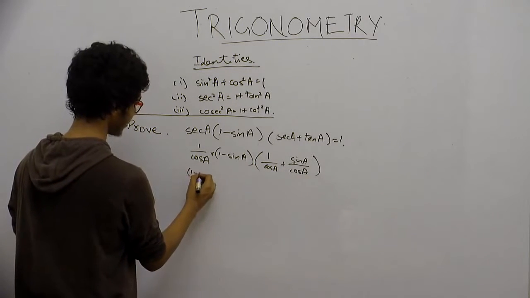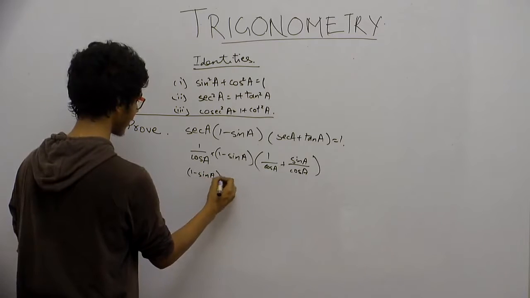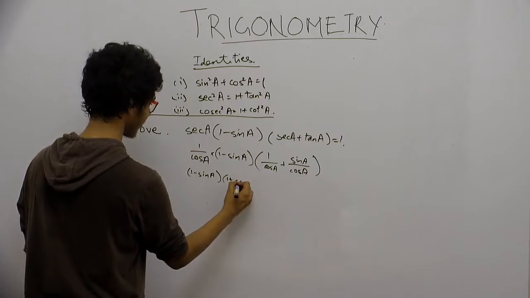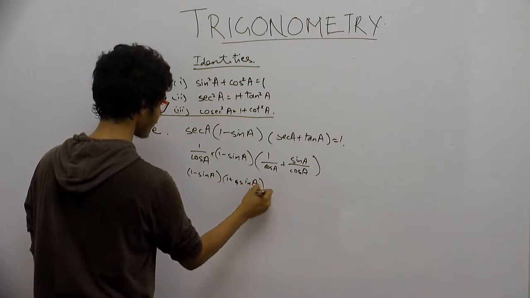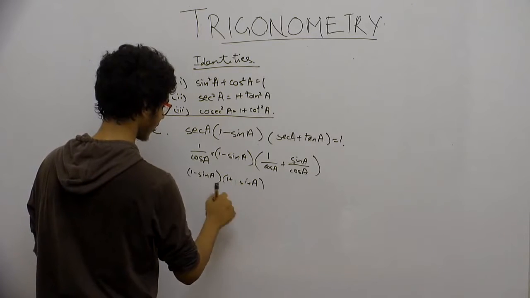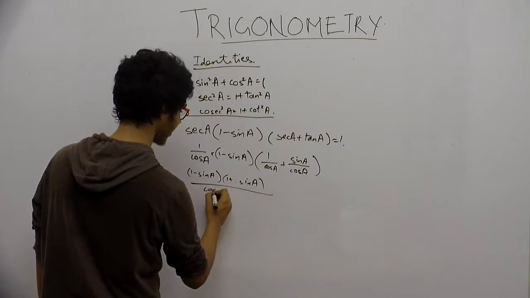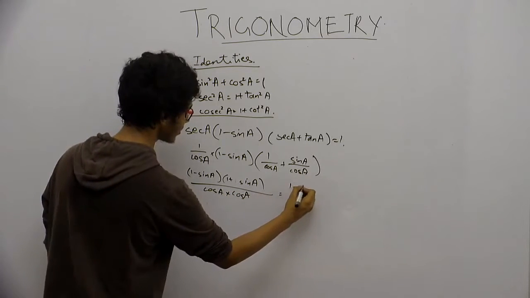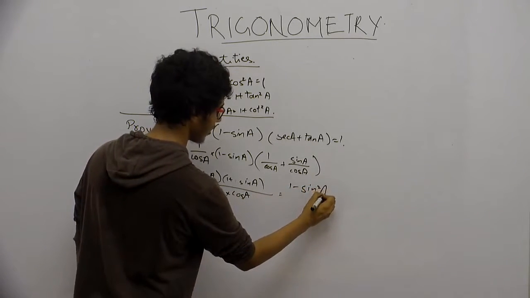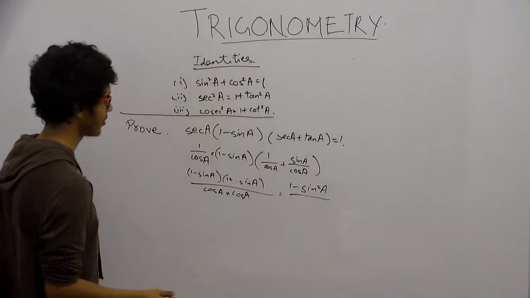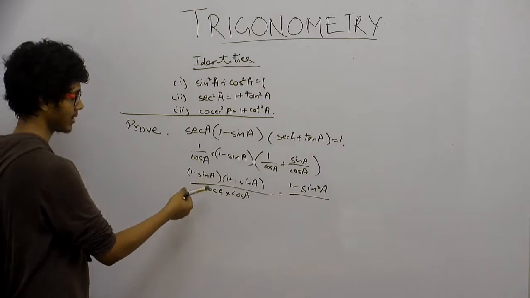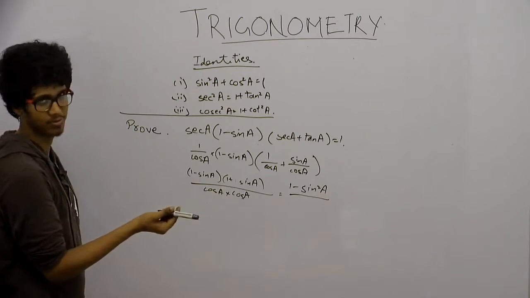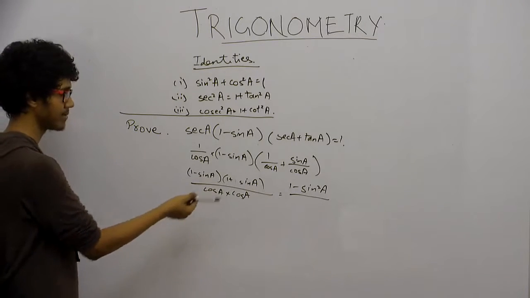So we got in the numerator 1 minus sine A, 1 plus sine A, and in the denominator we got here cos A into cos A. This gives us 1 minus sine square A. I hope you are familiar with the property. 1 minus A into 1 plus A is 1 minus A square, or A minus B into A plus B is A square minus B square.